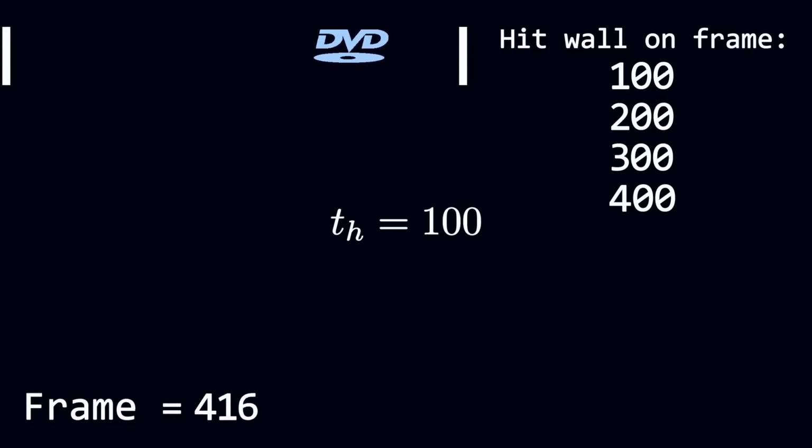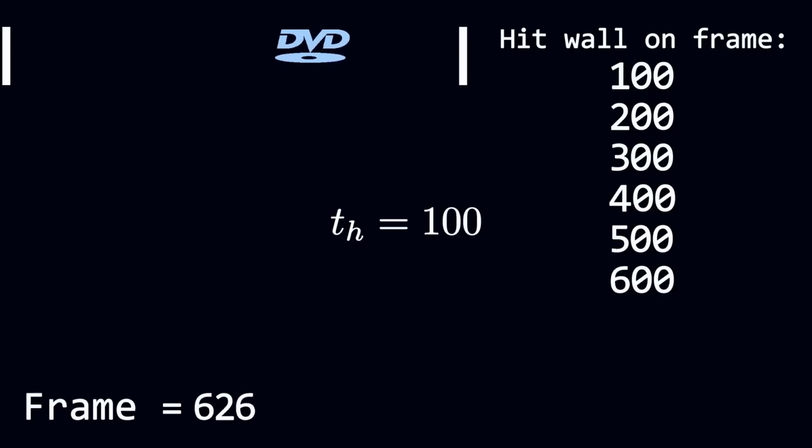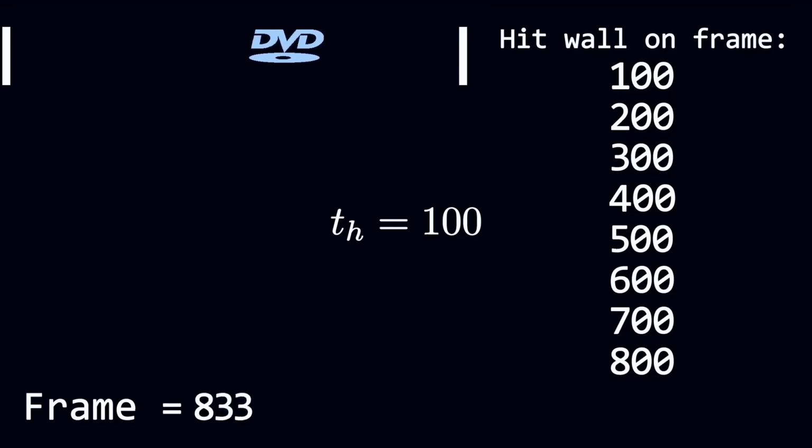This means if we start our logo on the left or the right, any multiple of our period will be a frame on which we hit a sidewall. If we start at the top or bottom, the same will be true for our vertical period in the top and bottom walls. So then, to determine the first time we hit a corner, we just need to take the least common multiple of our horizontal and vertical periods.